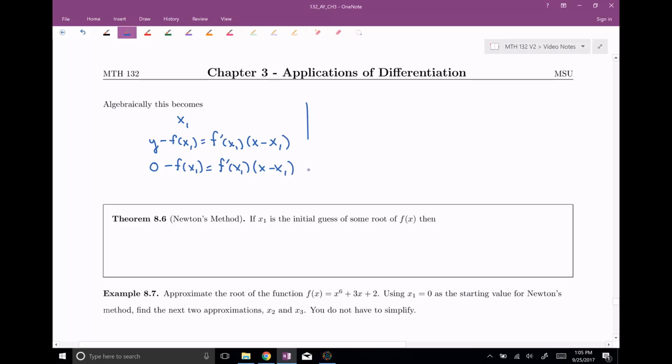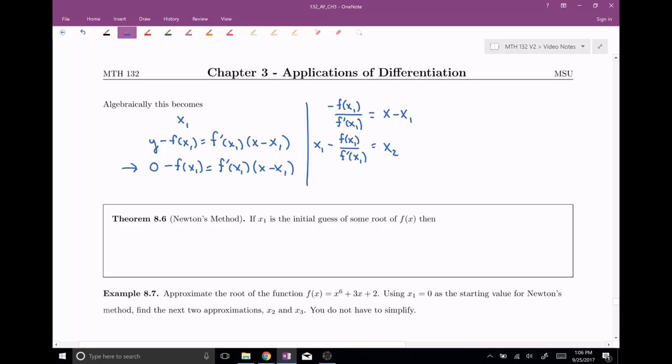And so if I divide through by this derivative, I'm going to have negative f of x1 divided by f prime of x1. And then we have on the right-hand side left over x minus x1. Let's go ahead again, we're solving for x. So let's go ahead and move over this x1: x1 minus f of x1 divided by f prime of x1. So that x value, where the y was equal to 0, where that tangent line crossed the x-axis, becomes our second guess. So I'm going to go ahead and label this x2.